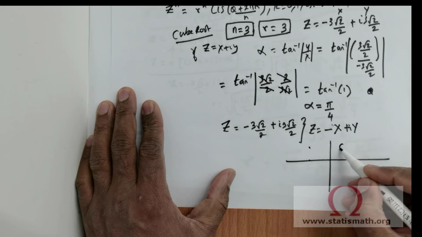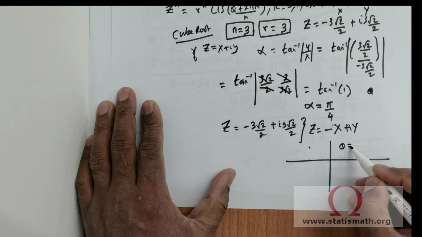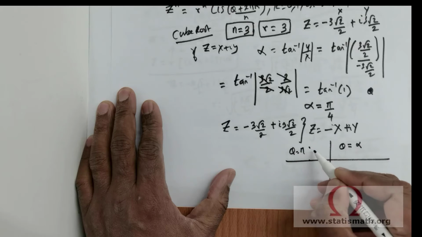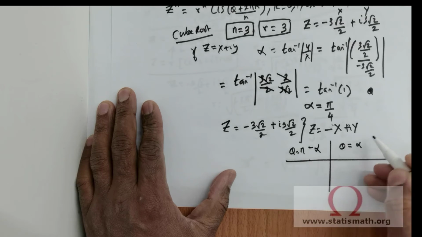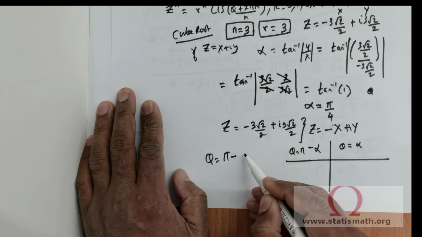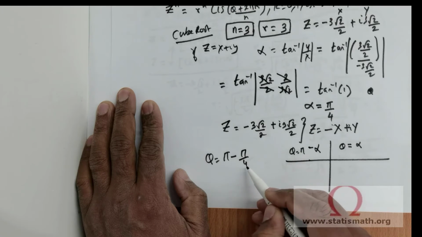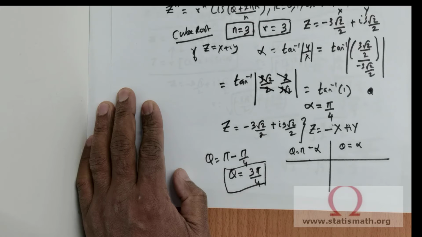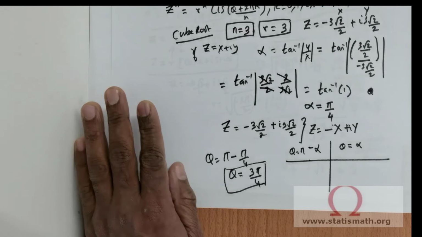Now I have already mentioned to you, if it is in the first quadrant, theta will be alpha. If it is in the second quadrant, theta is going to be pi minus alpha. So to get theta, we need to have pi minus the quantity pi over 4. That would be giving us theta to be 3 pi over 4. So we have got theta. Now all it matters is we need to write the final answer.